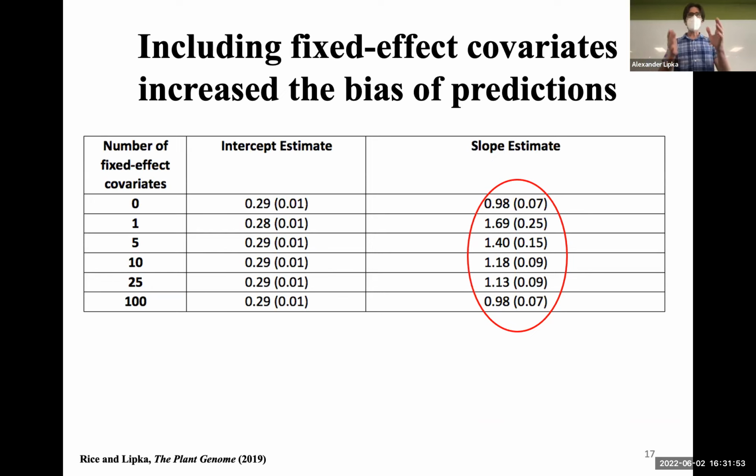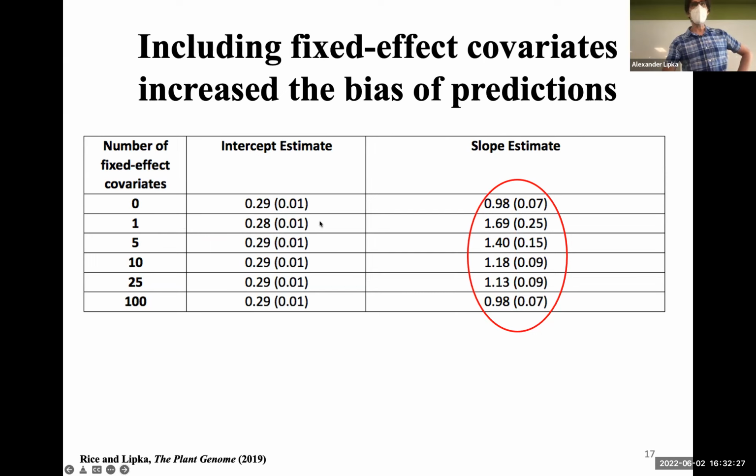Well, let's take this example for this one particular trait. What we have here on our first row is your standard rrBLUP model. So this is the intercept estimate, and then in parentheses, we have the standard error. And then here's our slope estimate and standard error. Sure, this intercept estimate is far away from 0, but the slope estimate is close to 1, which is what we would hope it would be if you have unbiased predictions, right?